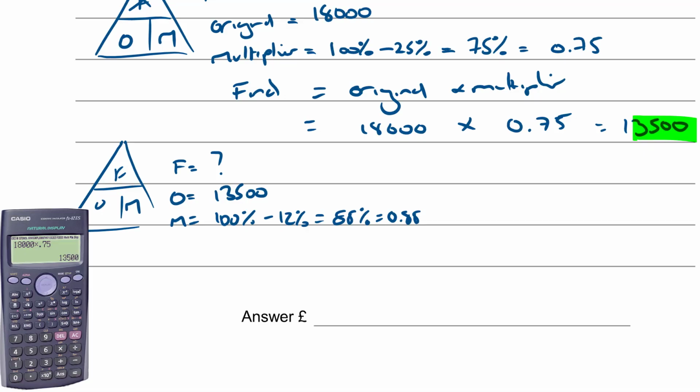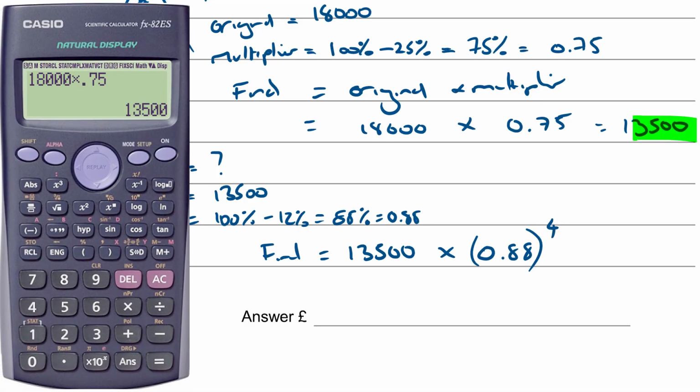Now final is going to be my original, 13,500, times my multiplier 0.88, but this time we raise that to the number of times I need to apply the multiplier. I need to apply it 4 times because it's going on for 4 years.